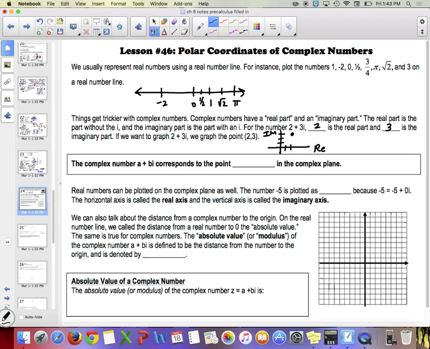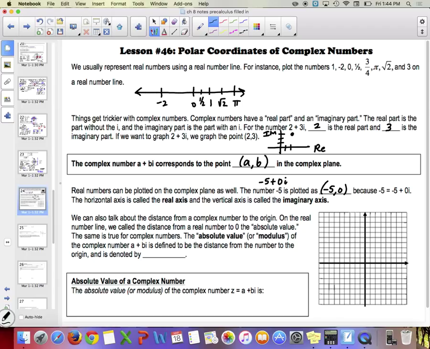It says the complex number a plus bi corresponds to the point (a, b) in the complex number plane. So you're going to have a real axis and an imaginary axis. The number -5, well, isn't -5 really -5 plus 0i? So it would be plotted as (-5, 0). The horizontal axis is called the real axis. The vertical axis is the imaginary axis, as I've drawn.